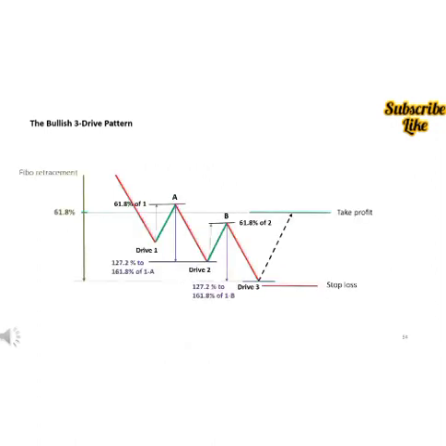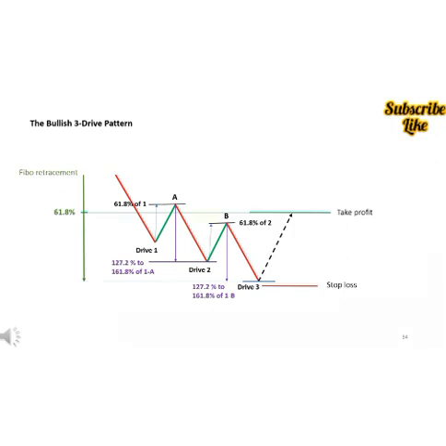The 3-drives pattern is characterized by a series of higher highs, or lower lows, that complete at a 127% or 161.8% Fibonacci extension. The bullish version of the pattern can help to identify possible buy opportunities, and the bearish version can help to identify possible sell opportunities. As you can see above, the price makes an initial low at point 1, this is the first drive of the pattern. Price then retraces before making a new low at point 2, forming the second drive.